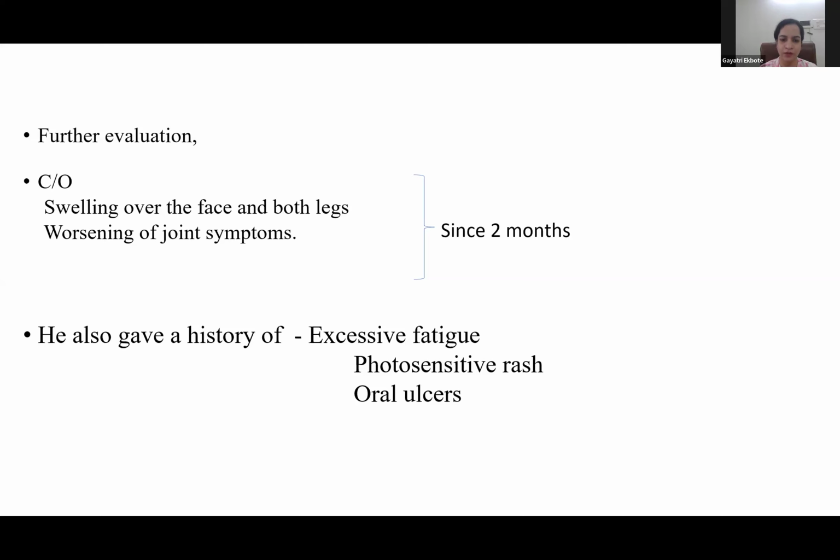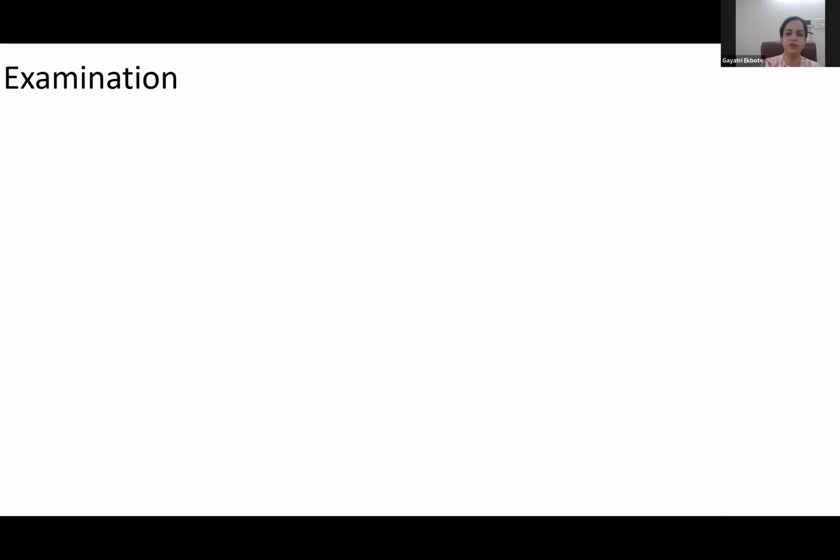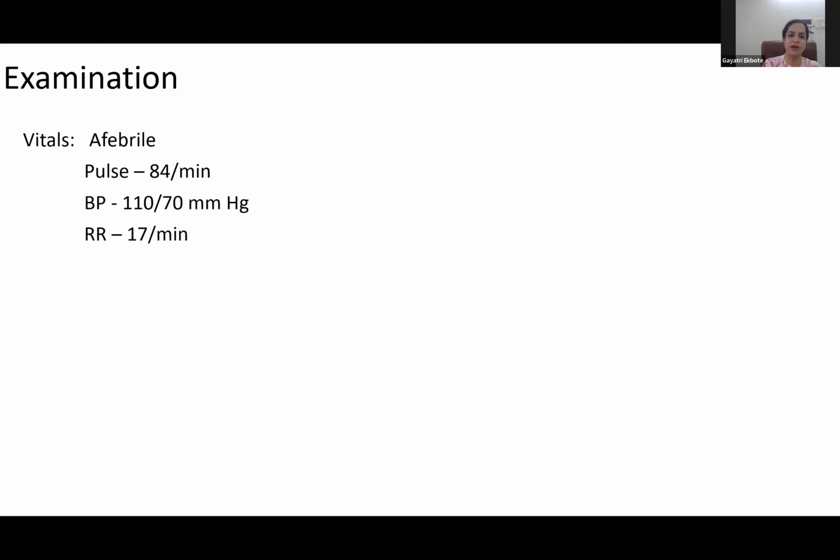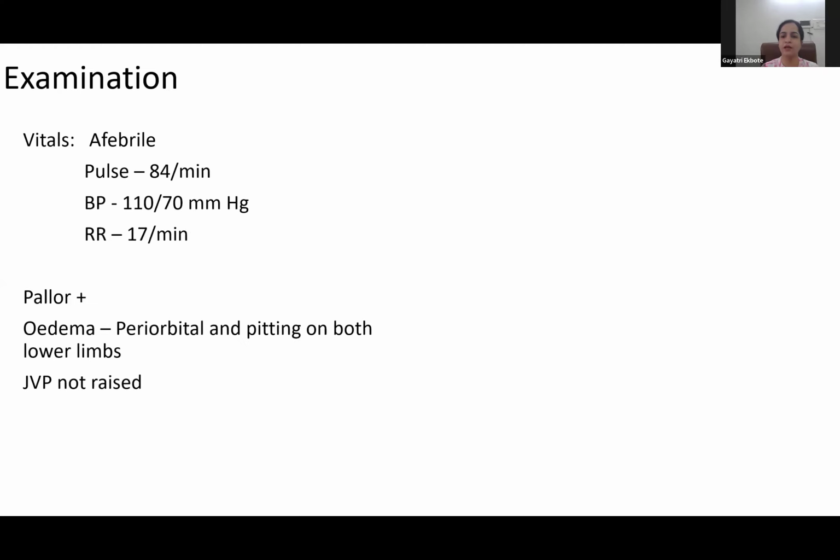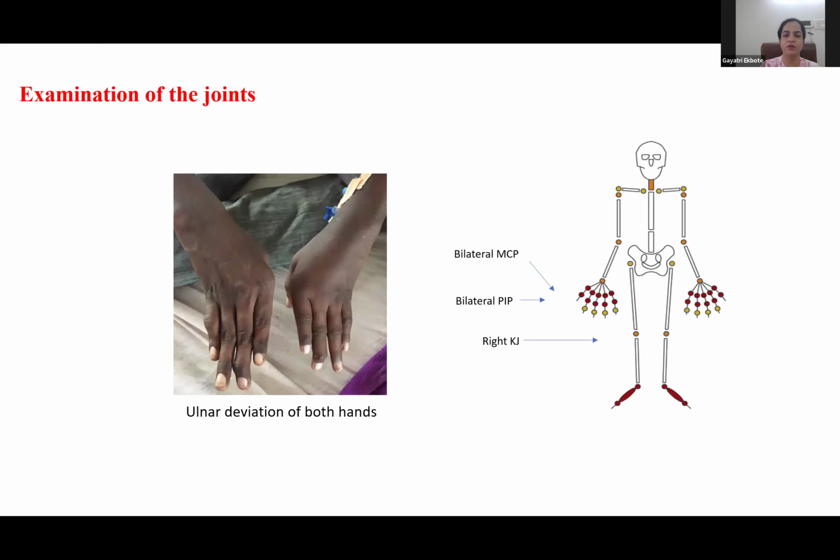When we evaluated him further, he also gave the history of excessive fatigue, photosensitive skin rash, and oral ulcers, which were painless. That's why they were unnoticed. So on examination, he was vitally stable, afebrile, but he did have pallor. He was anemic. He had periorbital edema and pitting over both lower limbs. His JVP was not raised, so he was not in failure. Other systems were normal, grossly.